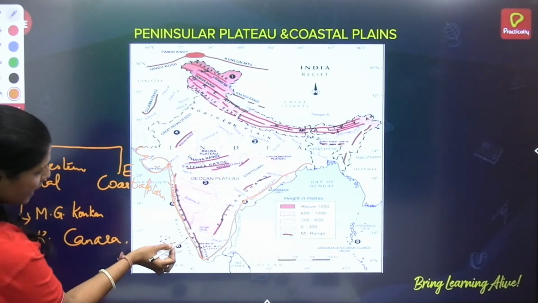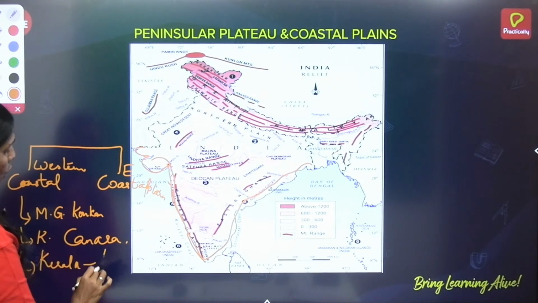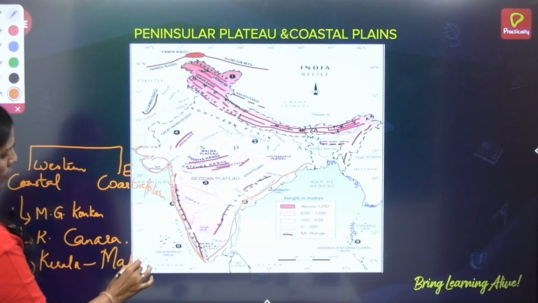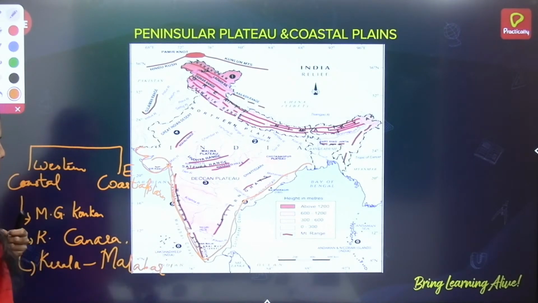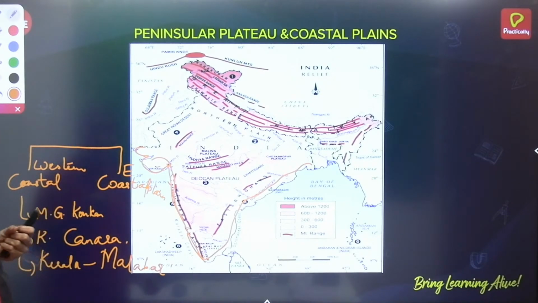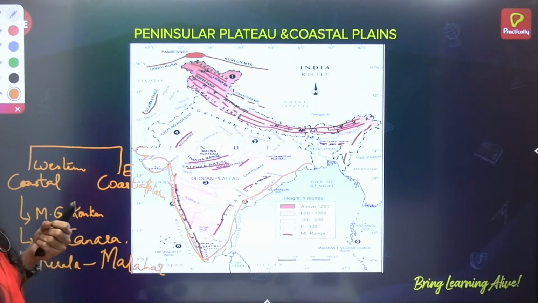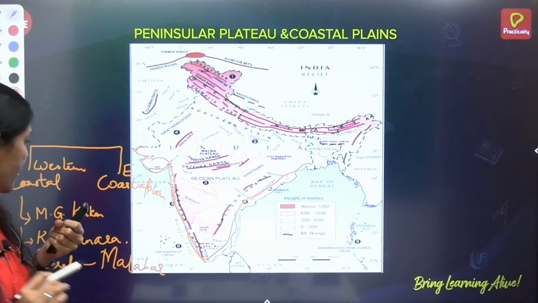Coming to Kerala, it's called the Malabar coast. Okay, so this is about the western coast. So you need to understand which state's coast is called by which specific names.